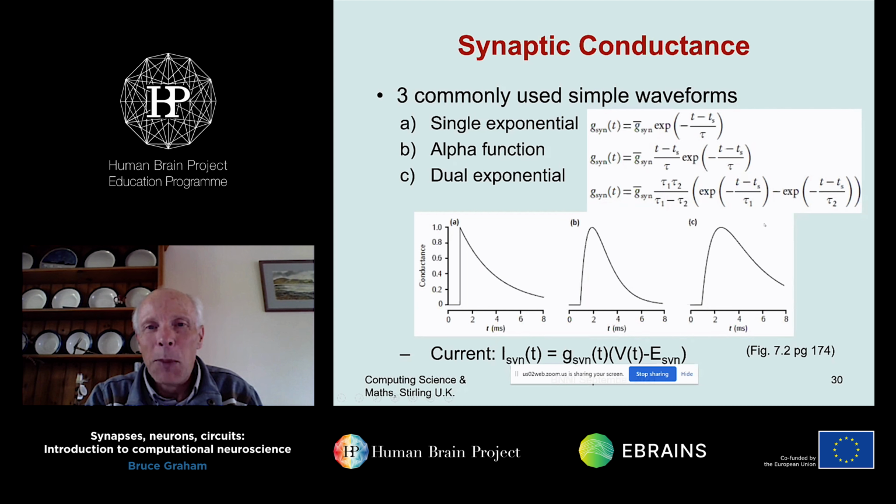The most flexible, but also most computationally expensive, is the dual exponential, which gives you control over the rise time and the fall time of your waveform. Then the resulting postsynaptic current is the product of this conductance with the difference between the membrane potential at the synapse and some synaptic reversal potential, because the synaptic current is also the result of ions flowing across the membrane. So there is a battery with a reversal potential involved with that.